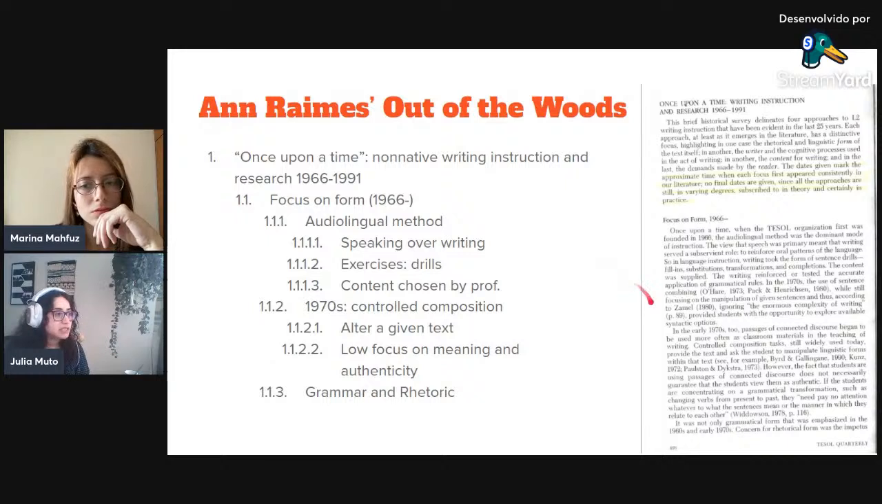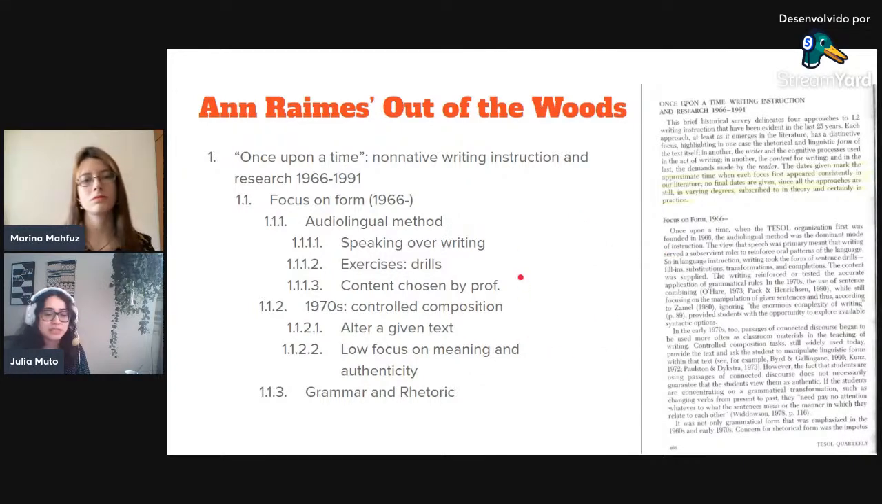So let me just read quickly to explain how I outlined it. She says, once upon a time, when TESOL organization first was founded in 1966, the audiolingual method was the dominant mode of instruction. So what I thought was most important from this is that this is talking about the audiolingual method. And if you work with language teaching, you know what it is. It's something I knew when I outlined it first. I still remember.